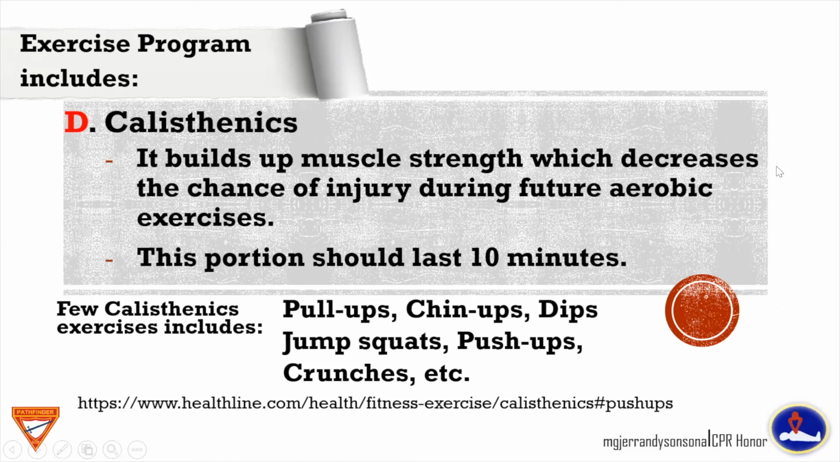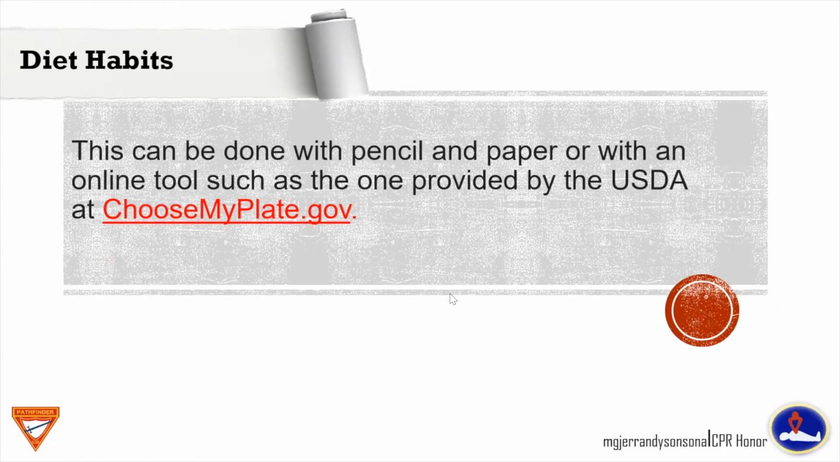Okay, diet habits. What is our dietary plan? This can also be done by writing with pencil and paper or with an online tool such as the one provided by the USDA. You can click this link, choosemyplate.gov, where you can find your dietary plan according to your body weight and your daily activities. You can find it there.